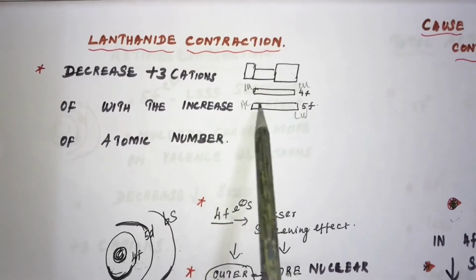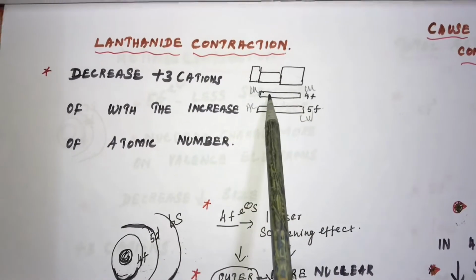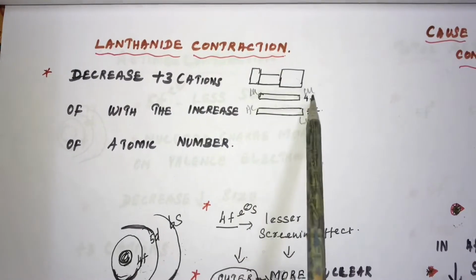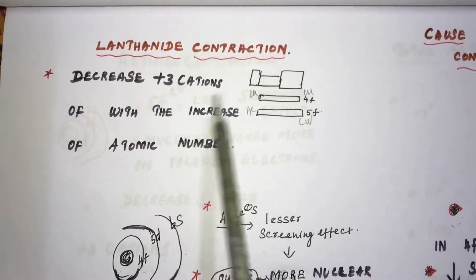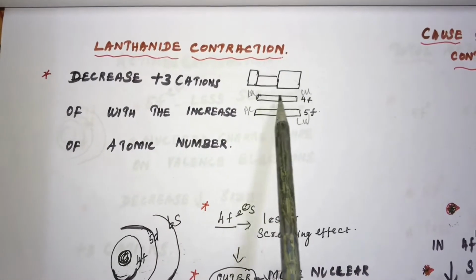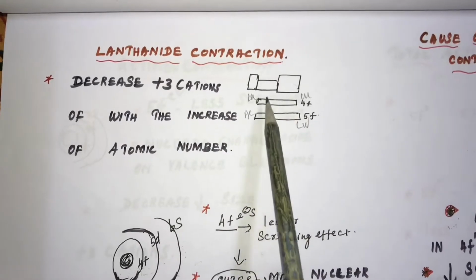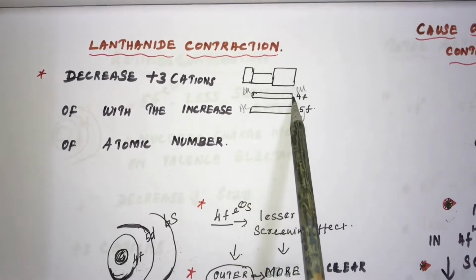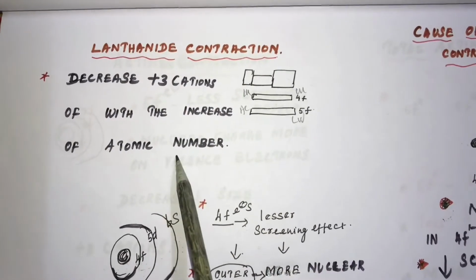In the case of f-block elements, here 4f for lanthanides, 5f for actinides. In the lanthanides, from lanthanum to lutetium, with increase of atomic number, the size of the +3 cations of lanthanides decreases. This phenomenon is called lanthanide contraction. Decrease in size of +3 cations with increase of atomic number is called lanthanide contraction.